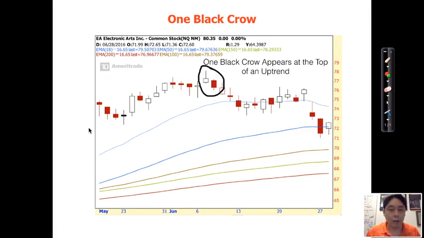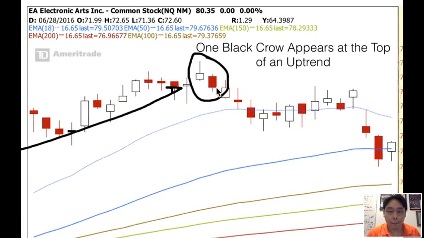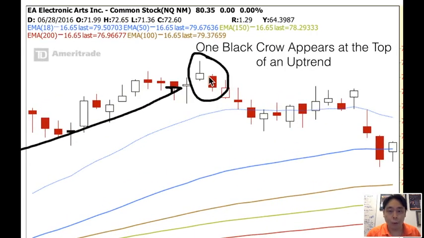Okay. So price goes up, and again, we see a bullish candle. After a series of bullish candles, we see a bearish candle. And the bearish candle opens below the close of the bullish candle. Check. Bearish candle makes a lower high than the high of the bullish candle. Check. Bearish candle closes below the low of the bullish candle. Check. Check, check, check. One black crow.